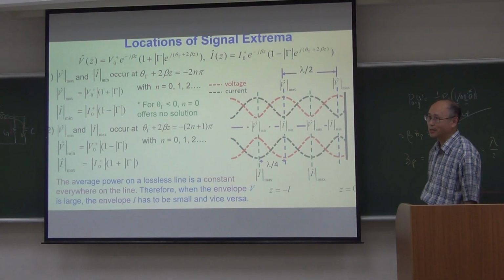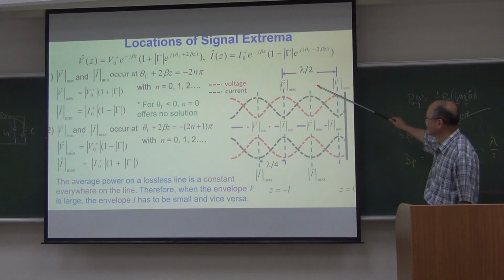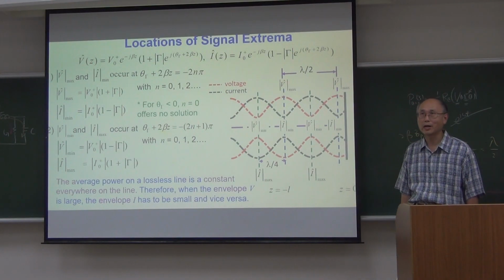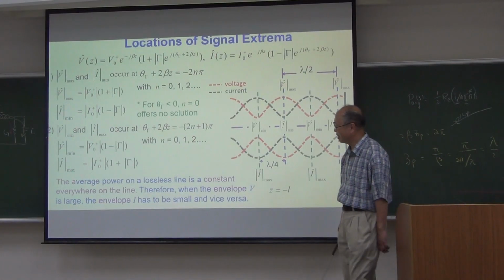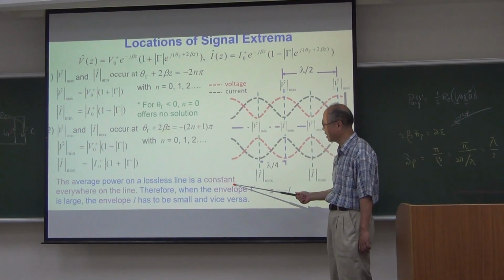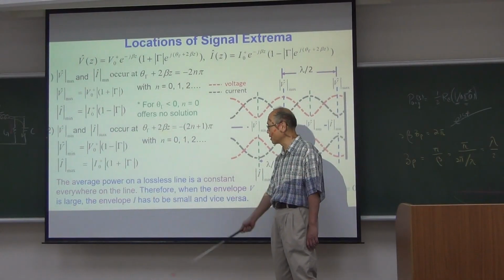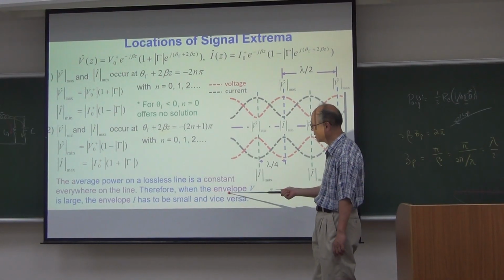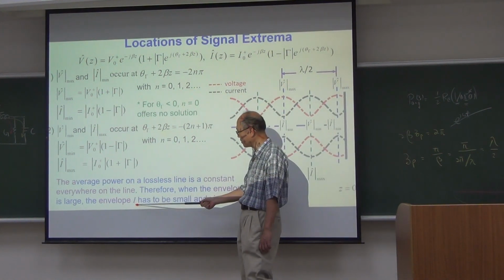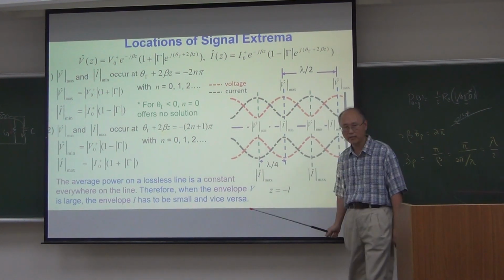So I put a statement here to tell you that the envelope functions of the voltage and current are complementary to each other. The active power on the lossless line is a constant everywhere on the line. Therefore, when the voltage envelope is larger, the current envelope has to be small, and vice versa.